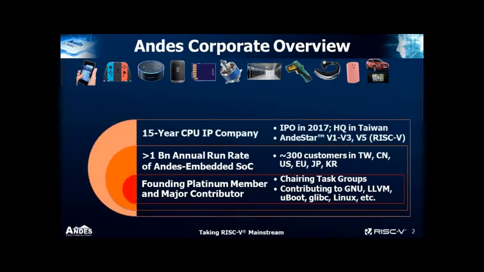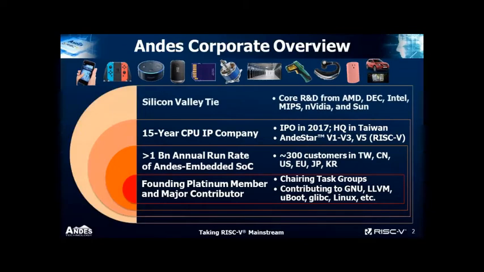As a 15 years leading CPU IP company, we have a lot of experience in this field and right now focusing on our V5 core based on RISC-V architecture. Our members also came from many well-known CPU companies such as AMD, DEC, Intel, MIPS, NVIDIA, and Sun, and so on.